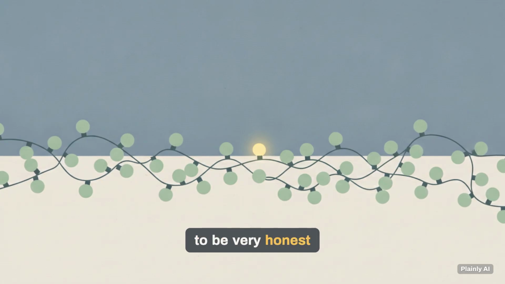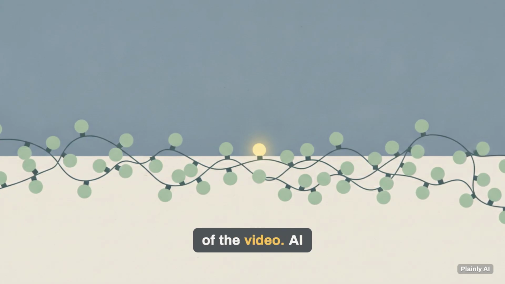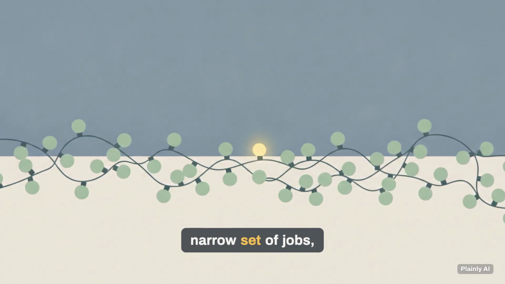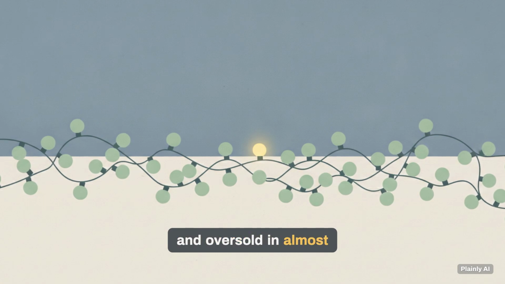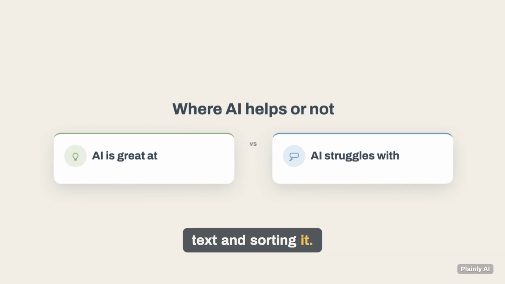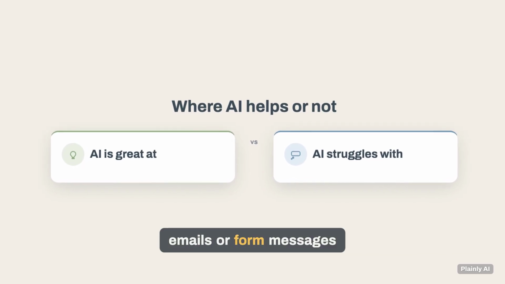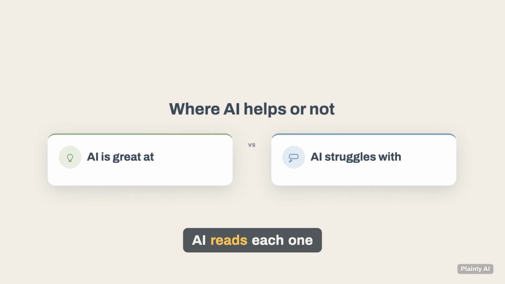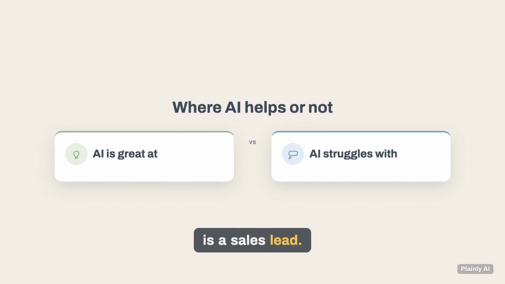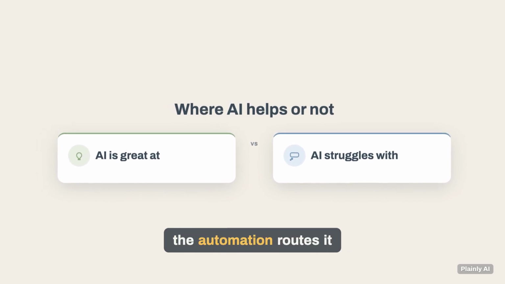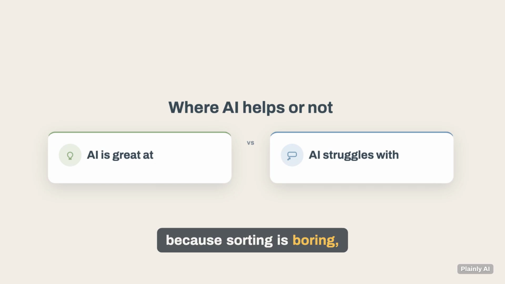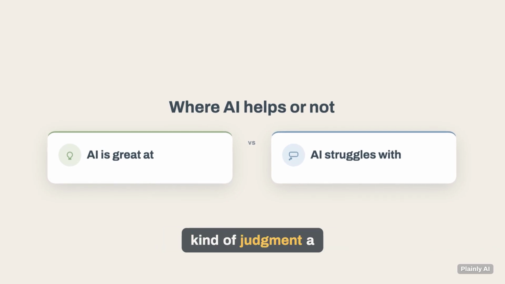Here's where I want to be very honest with you, because this is the whole point of the video. AI inside these tools is genuinely useful in a narrow set of jobs and oversold in almost everything else. Where it shines is reading messy text and sorting it. A pile of incoming emails or form messages comes in, and the AI reads each one and decides: this is a refund request, this is a sales lead, this is spam. Then the automation routes it to the right place. That's real time saved because sorting is boring, constant, and exactly the kind of judgment a human shouldn't be spending their morning on.